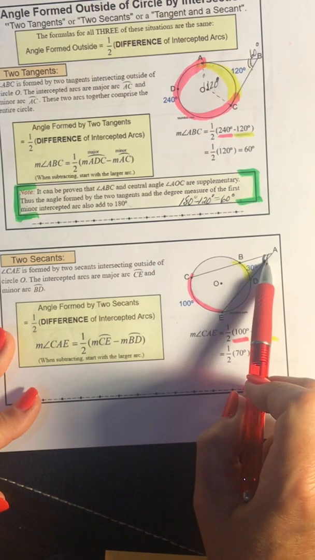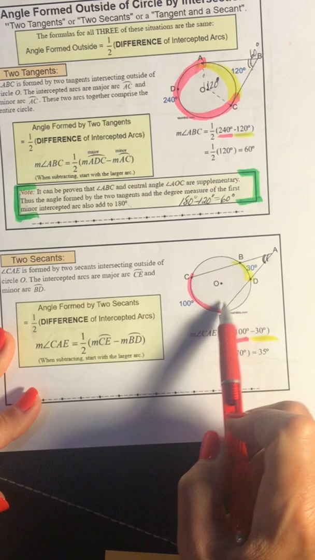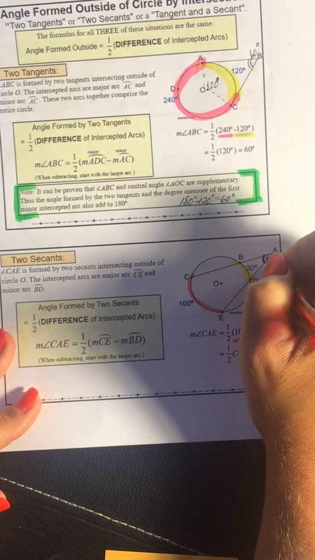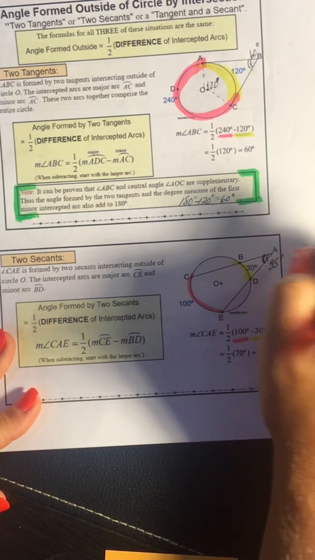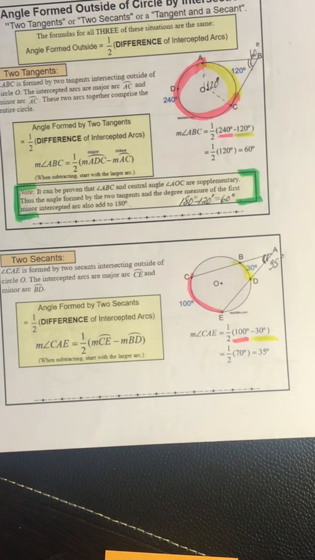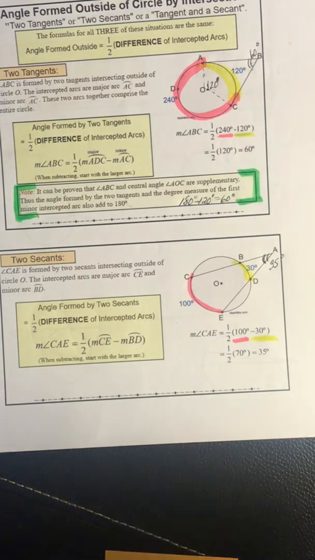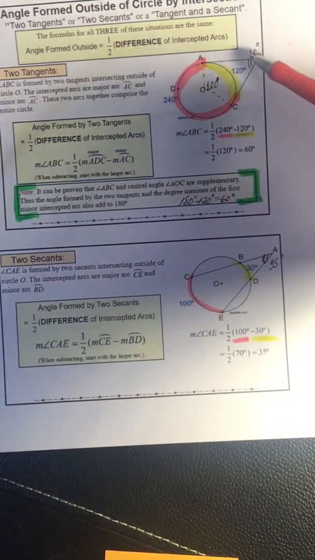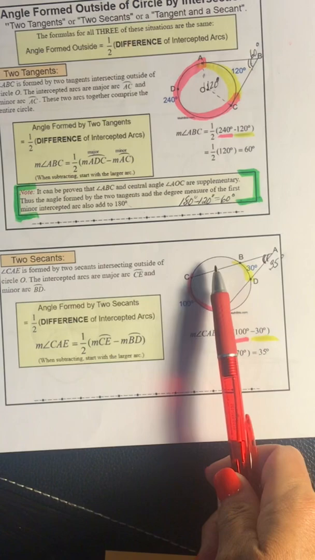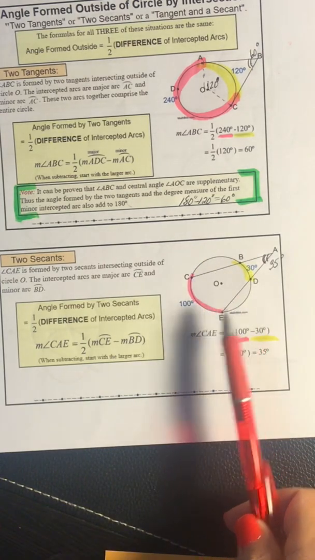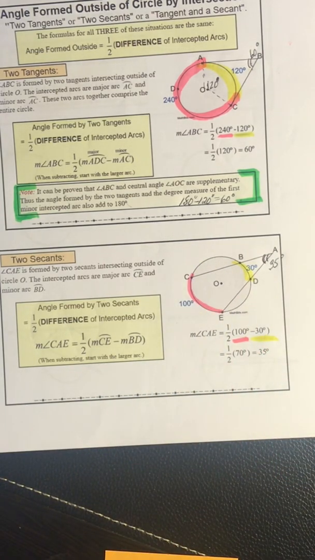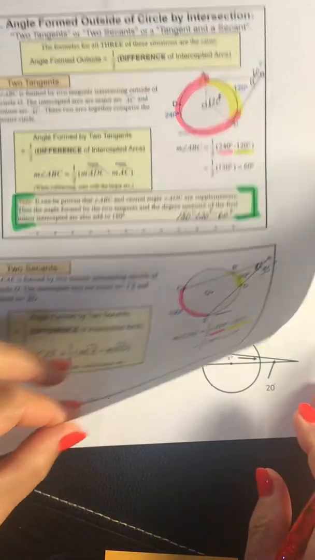But this angle sticking out here, A, or CAE, is nothing more than 35 degrees. Same exact formula, just 2 different ways of seeing it. You can have 2 tangents, or you can have 2 secants, or you can have a combination, a tangent and a secant. And that's what we're going to look at here.